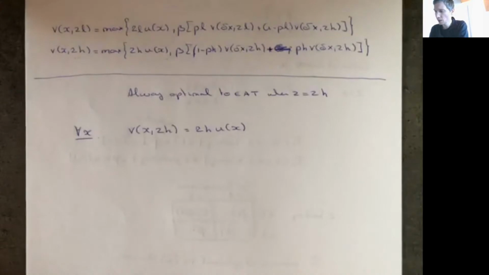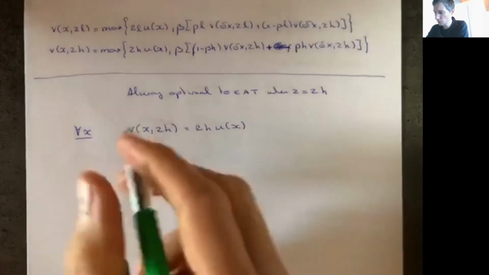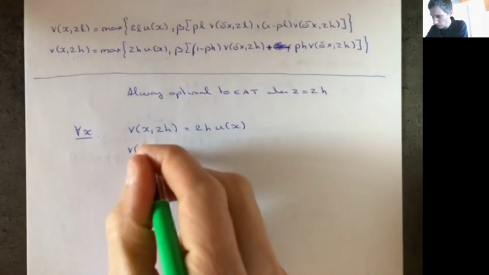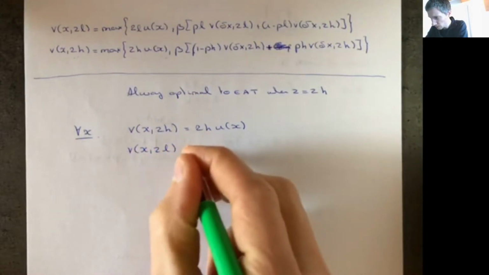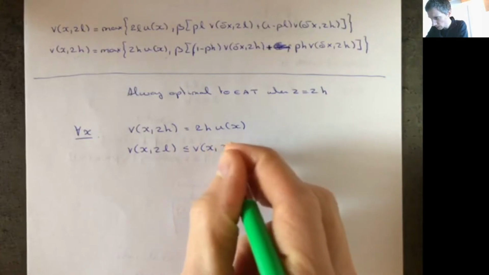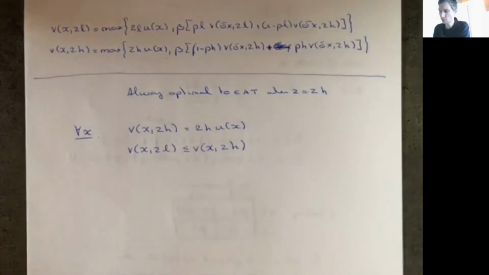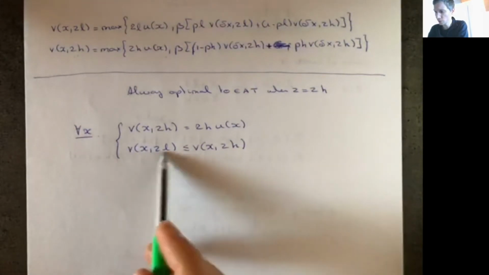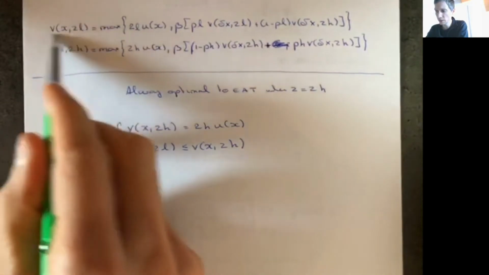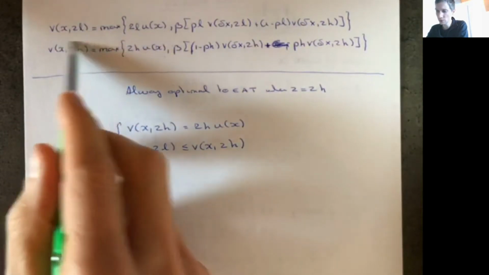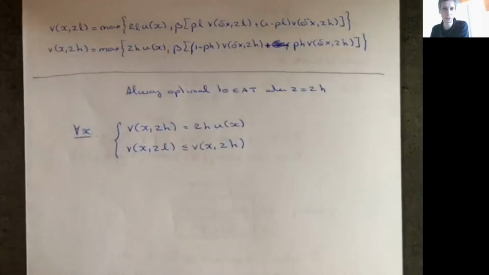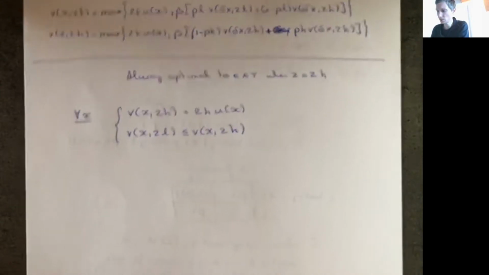Okay, and in addition, we're going to prove something stronger. We're also going to prove that V(x, ZL) is less or equal to V(x, ZH). We're going to prove the two things together, and you will see in a minute why we do so. The second one says that the value of being in the low state is always lower than the value of being in the high state, which seems natural.